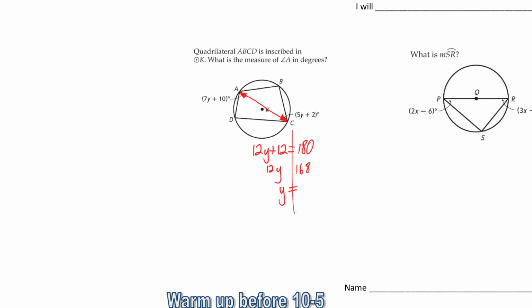And then divide by 12, what do you get for y? You get 14. And now the question is, how big is angle A? So plug in 14. So 7 times 14 plus 10. That's 70 plus 28, 98 plus 10. That would be 108.